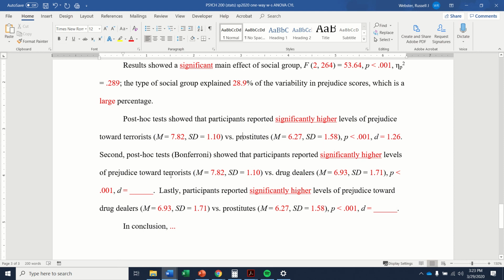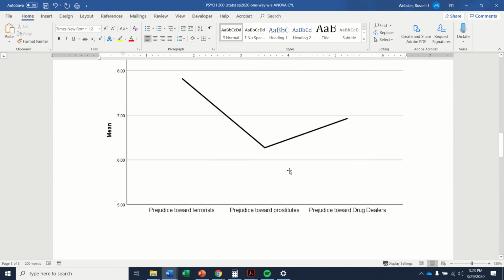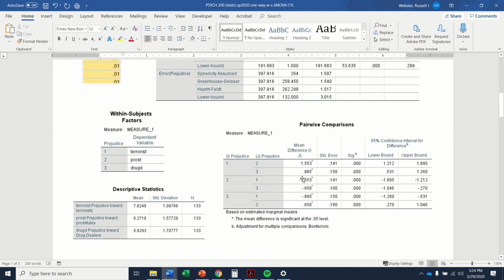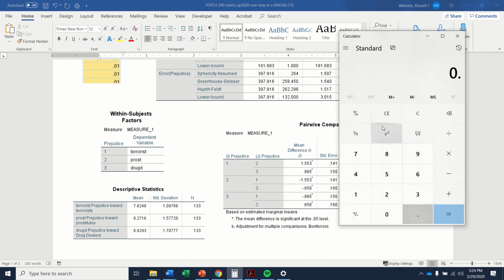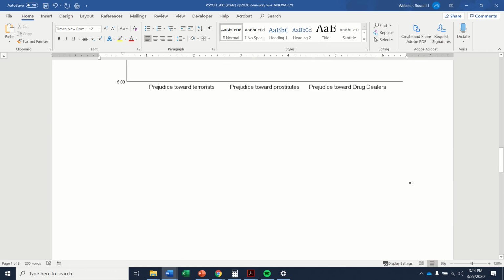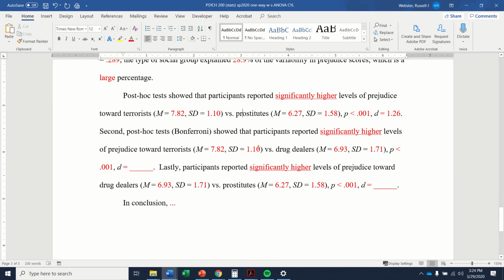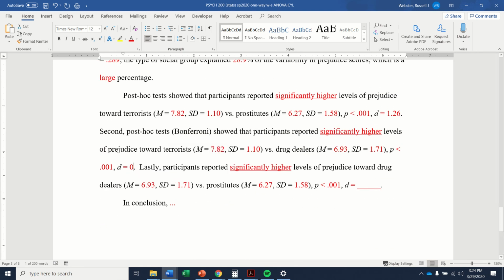All right, so the next comparison here is terrorists versus drug dealers, 1 versus 3. We have a mean difference of 0.90. 0.90 divided by 1.23 gives us 0.73. So technically a medium effect, but almost a large effect. So medium, largish.